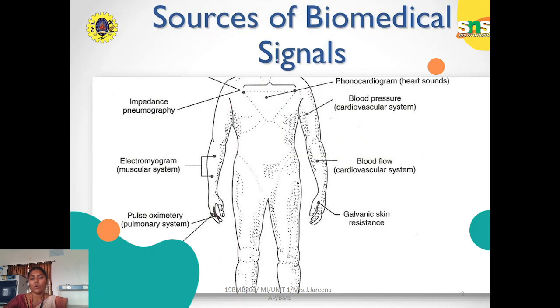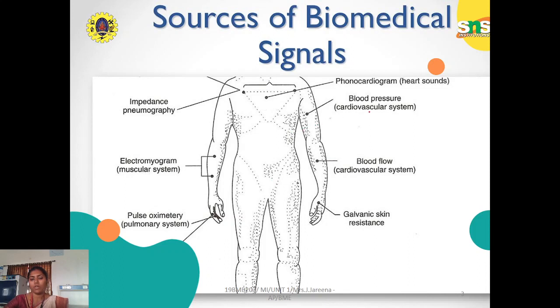Okay, so let's see what the source of these biomedical signals is. If you take the human body, we have plenty of signals which are going to be the source for these biomedical signals. So what are the things which we are going to measure? That is very much important.